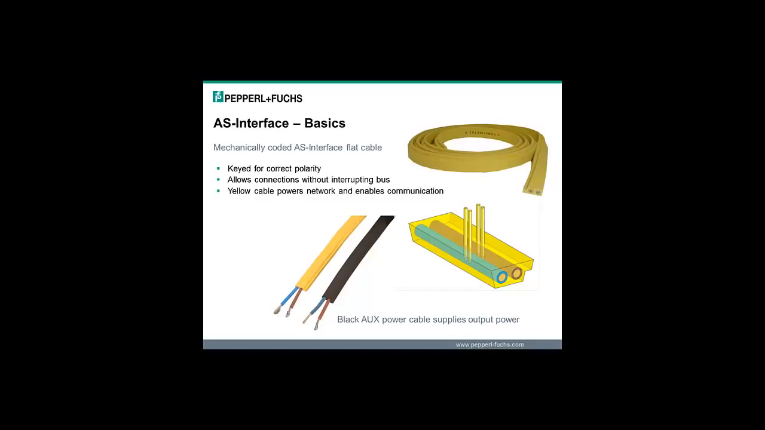The yellow cable powers the network and the connected modules and enables communication. The black aux power cable supplies current for outputs. If a network does not use modules requiring aux power, it is not necessary to even run the black cable at all.